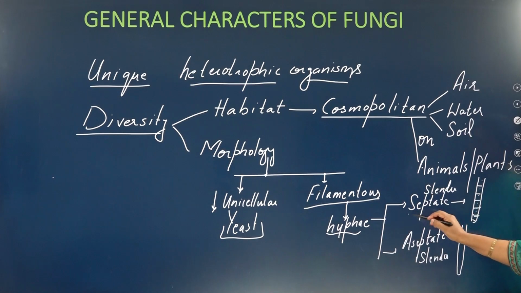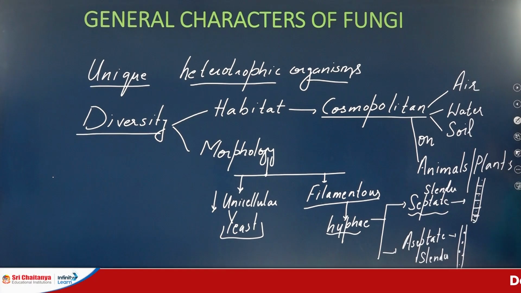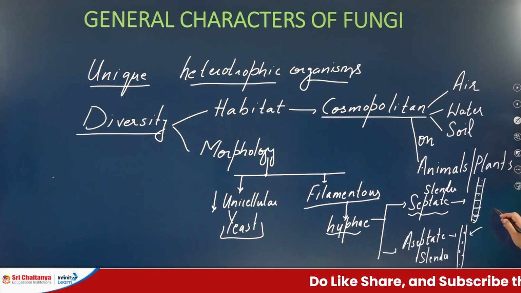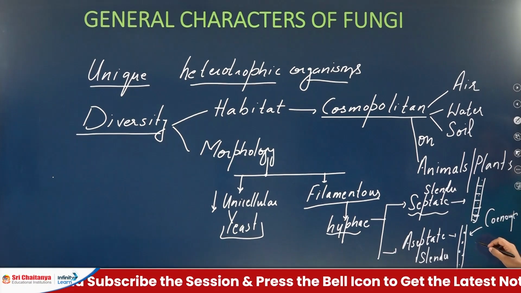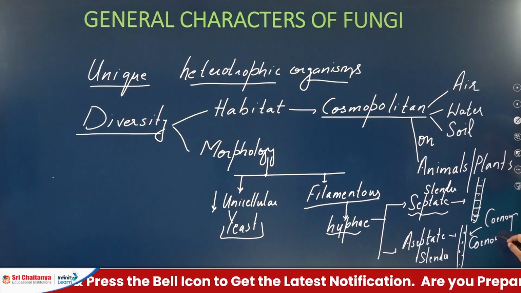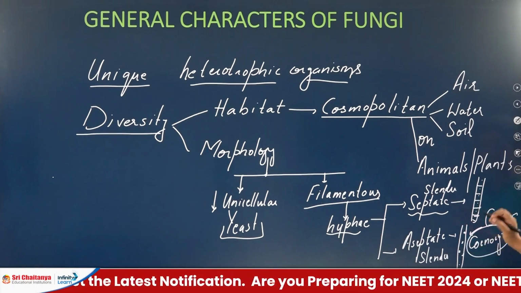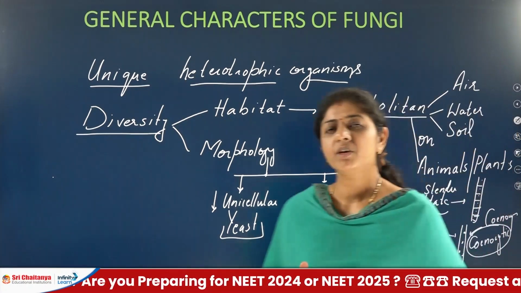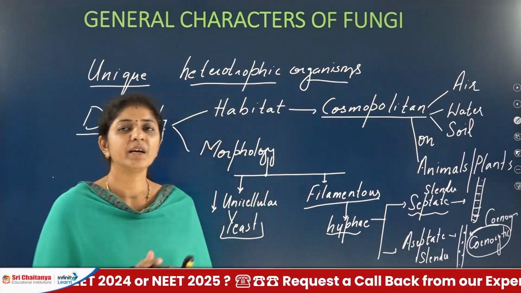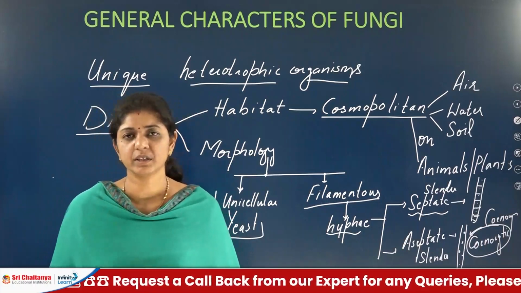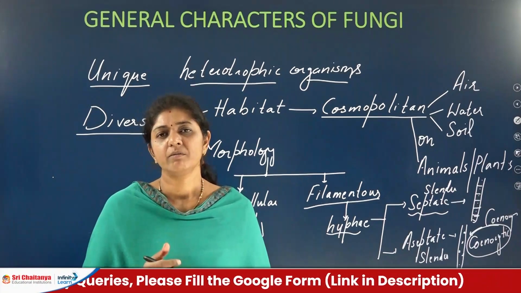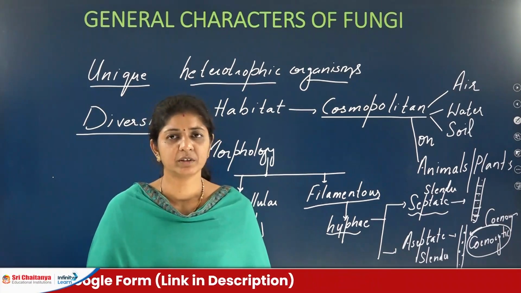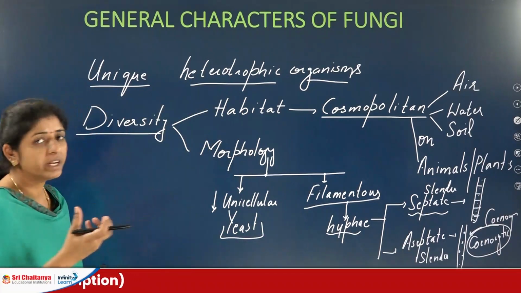If cross walls are there, you call it septate. If not, many nuclei will be present. Such hyphae you also call coenocytic hyphae, right? So coenocytic hyphae are where septa are not present and you find a multinucleated structure. Whereas where septa are present, it is multicellular, with every cell having one nucleus.